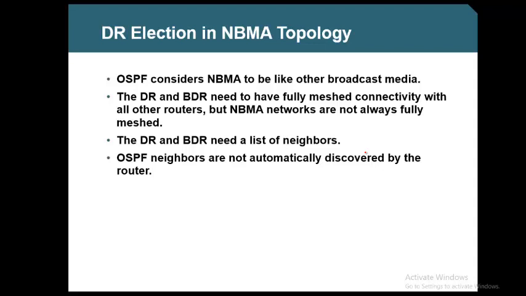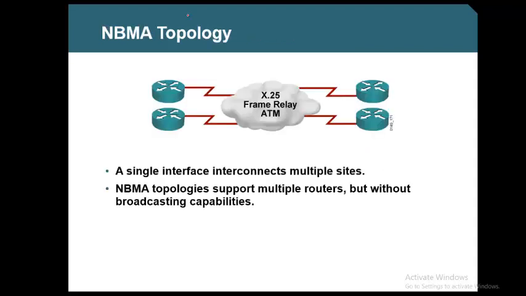So the designated router election in NBMA topology, if you have full mesh, then it is good. If not, it is useless. For example, let's say you don't have full mesh. You got a connection like this. Is this full mesh? No. This is the hub and these are spokes.